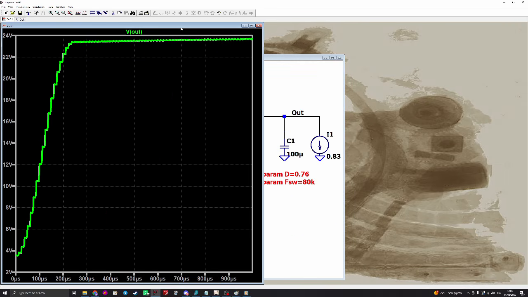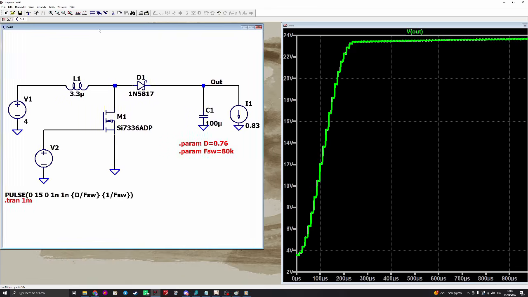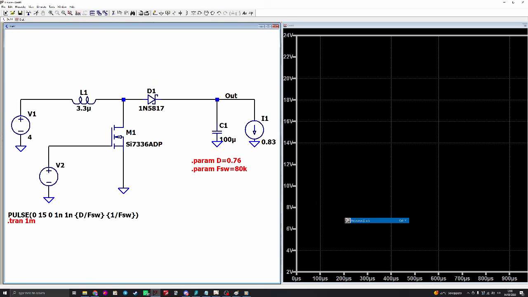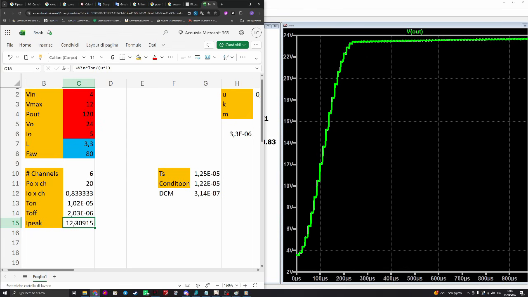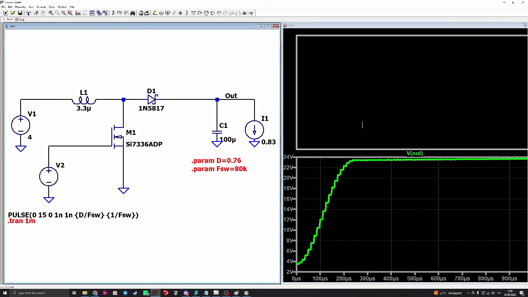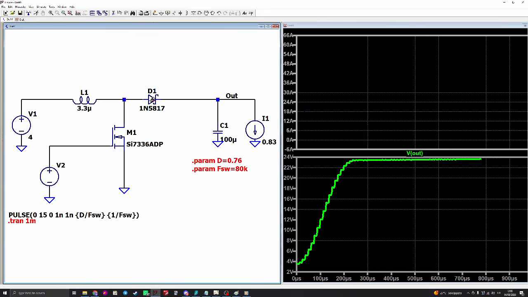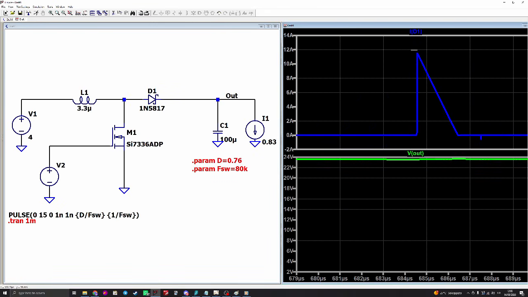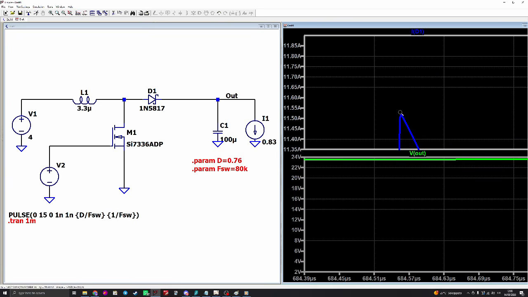And now we can verify all the data. So I said that the input peak current is 12. Now let's see if I am a scammer or my calculation proved right. So let's see. Woohoo! We are at 11.50.